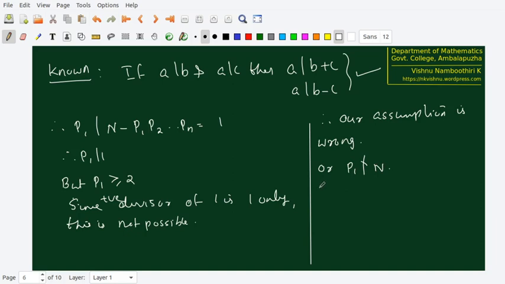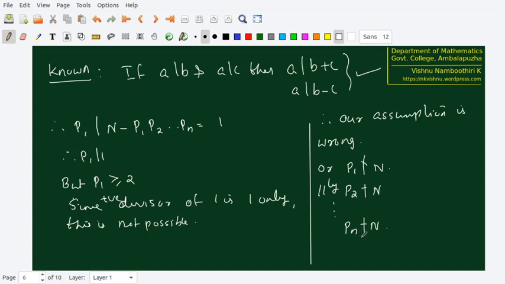Similarly, we can show that P2 does not divide N, etc. Pn does not divide N. So we have taken a finite set of prime numbers, P1, P2, etc., up to Pn.